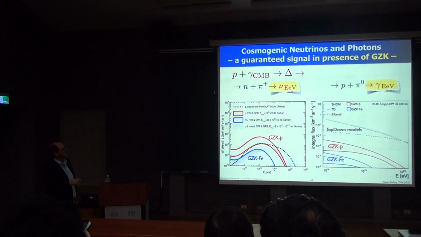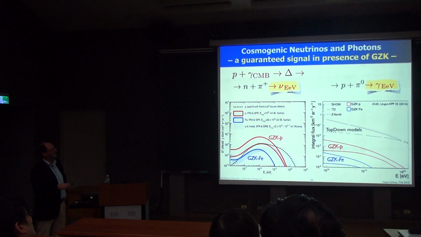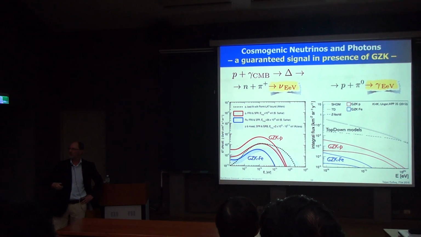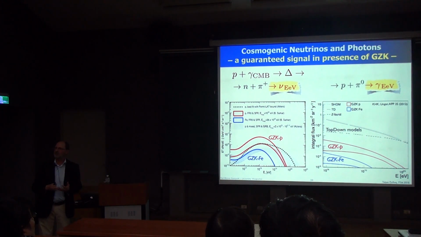Just to remind you, in the GZK effect you produce a delta resonance, and the delta resonance can either decay, say here, into charged pions, and then by the decay you produce neutrinos of 10^18 electron volts typically, or you do this decay into a neutral pion, and the neutral pion decays into photons, and then you get photons of 10^18 electron volts just by the decay products of the delta resonance. So it's unavoidable. They come automatically with the GZK effect. So you may consider this a smoking gun observation of the GZK effect.